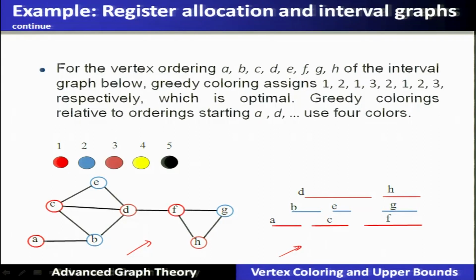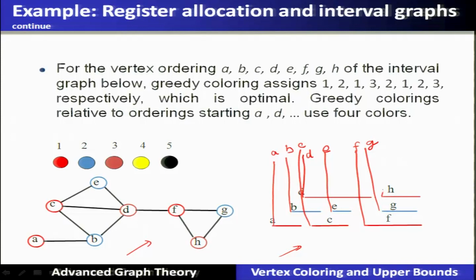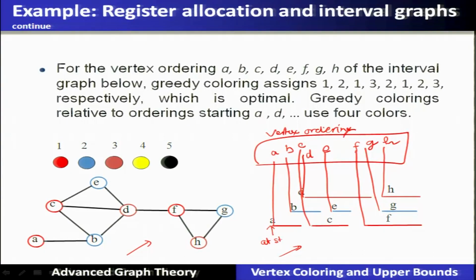So, the vertex ordering corresponding to this interval graph becomes A, then B, then C, then D, then E, then F, then G, then H. This particular vertex ordering we have obtained from the intervals, according to the start time of each variable. For every variable, we order the vertices by start time and we get this vertex ordering.